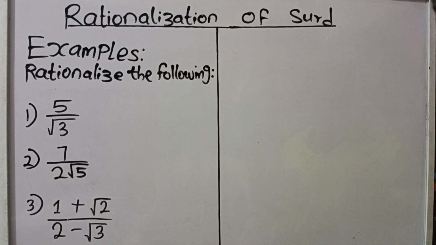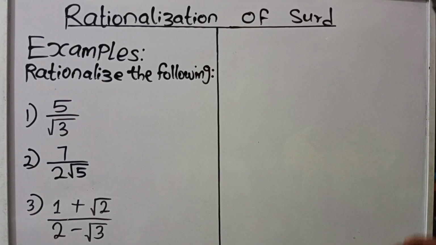Today we shall be looking at the topic rationalization of surd, of which we have three questions on the board to solve. And the question reads, rationalize the following. Number 1, 5 over root 3. Number 2, 7 over 2 root 5. Number 3, we have 1 plus root 2 all over 2 minus root 3.